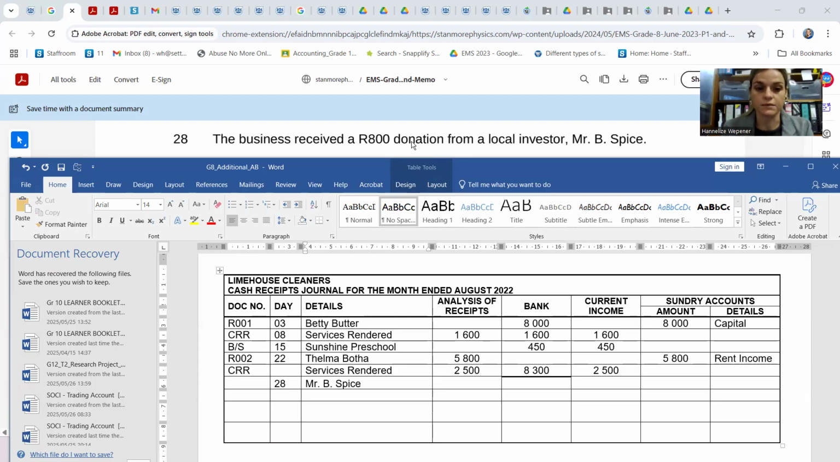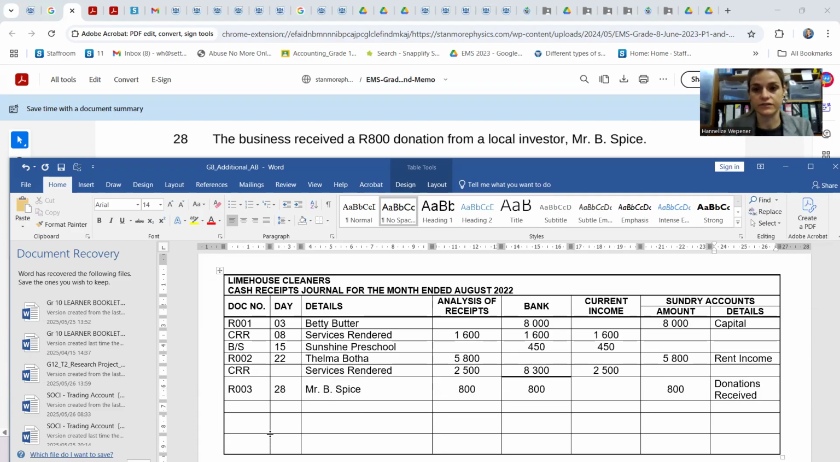I need a source document. So I cannot have a cash register roll because this is not received in my cash register. This is for something else. Therefore, I'm going to issue another receipt, and this is now receipt number 3. We received it at our business premises, so it must first go to analysis of receipts. All cash receipts must go to bank. This was not for services rendered, it's for something else. And that something else is donations received.